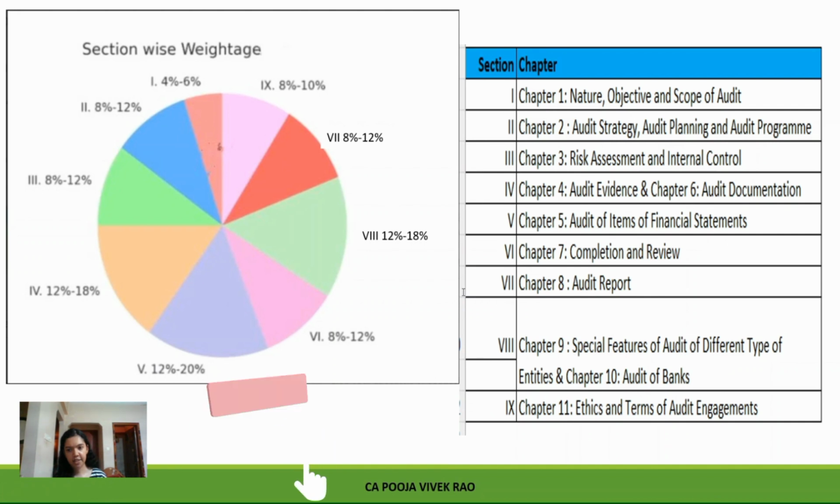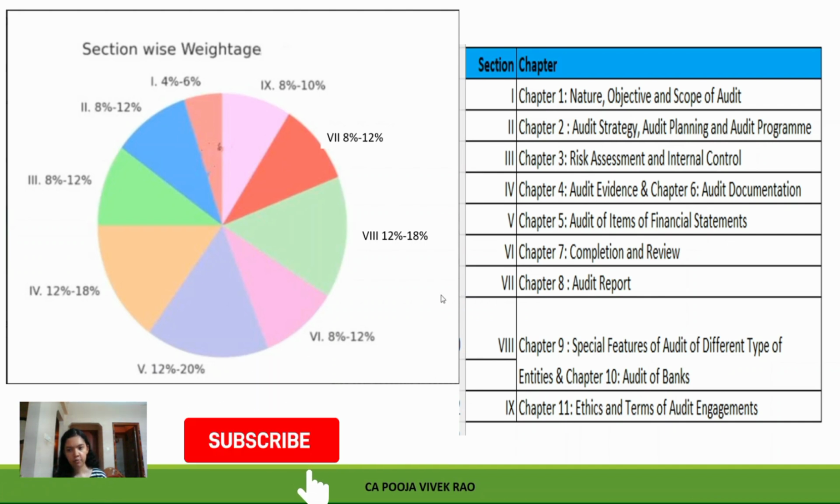This chapter emphasizes the ethical principles and independence essential for auditors. You must focus on ethical principles, auditor independence, threats to independence, and quality control standards for audit firms.